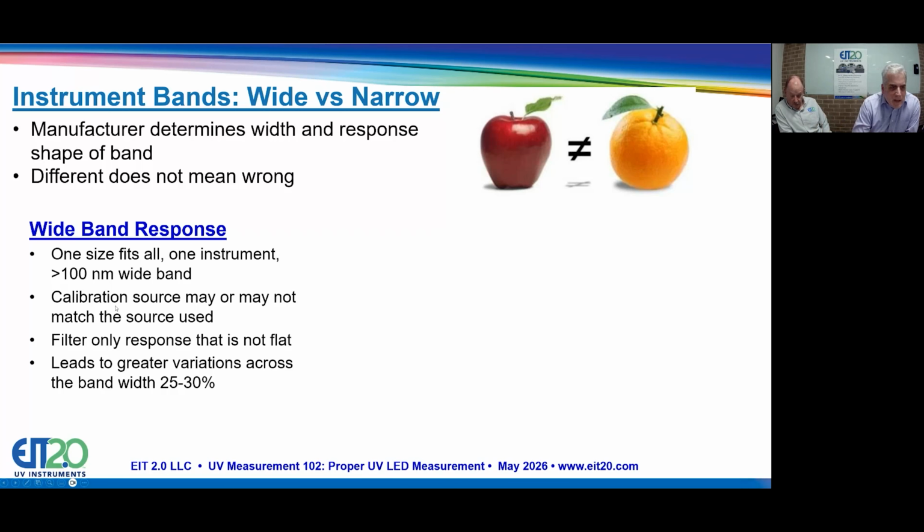Additionally, on the technical side, filters and optical responses of various optical components become very challenging to get very linear or very straight responses over those wide ranges. We've seen a lot of variations above 30% in some cases, over not necessarily 100 nanometers, but even less range, where the spectral response of the band is just not as flat or not as tuned to the spectral source. And that creates a lot of confusion and even angst amongst the users.